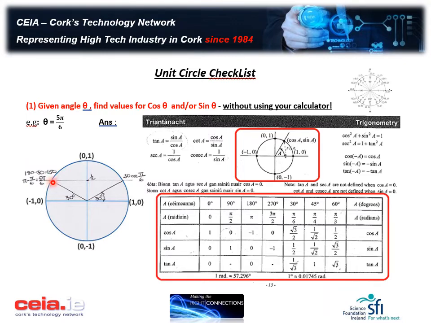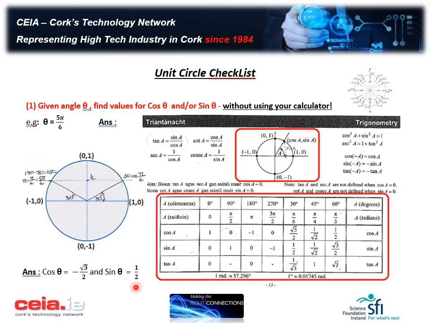Okay, so using this information, I can go to this table and look for pi over 6, and read from the table. I can see that for pi over 6, I get a value of cosine equal to root 3 over 2, and sine is a half. So I'm expecting that the cosine and sine of 5 pi over 6 will be minus root 3 over 2 and a half. And that is exactly what we have here.